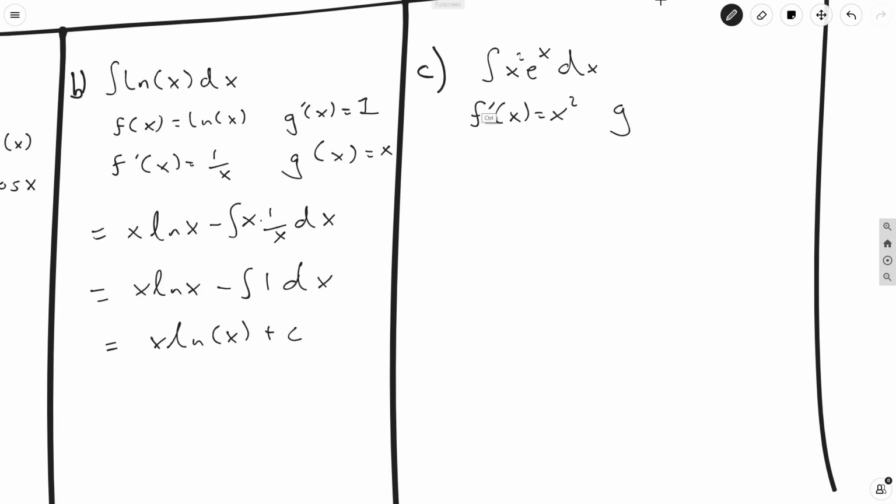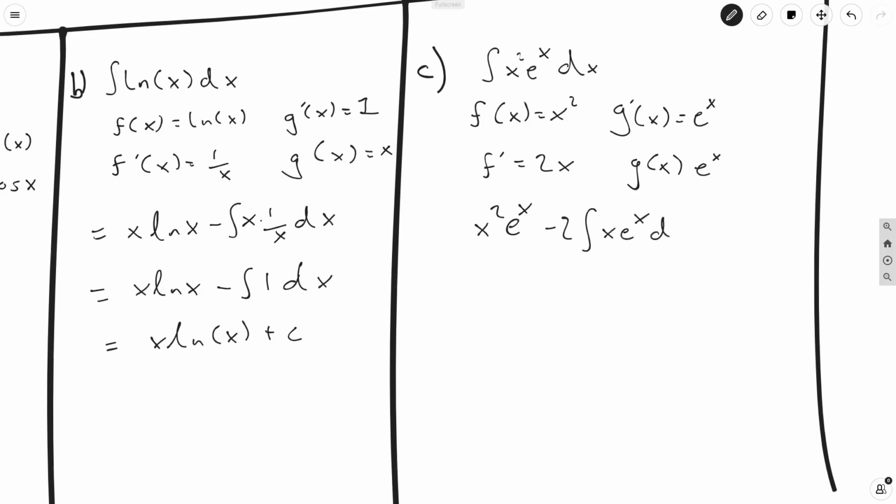And that would mean, sorry, that should be an f, that's a mistake by me. f of x is equal to x squared, g prime of x is equal to e to the x. And notice that it's nice that we choose g prime as e to the x, because then g of x is also equal to e to the x. f prime of x is equal to 2x, and let's go. f times g is equal to x squared e to the x, and we're subtracting off f prime times g, so that's minus 2 times the integral of x e to the x dx.